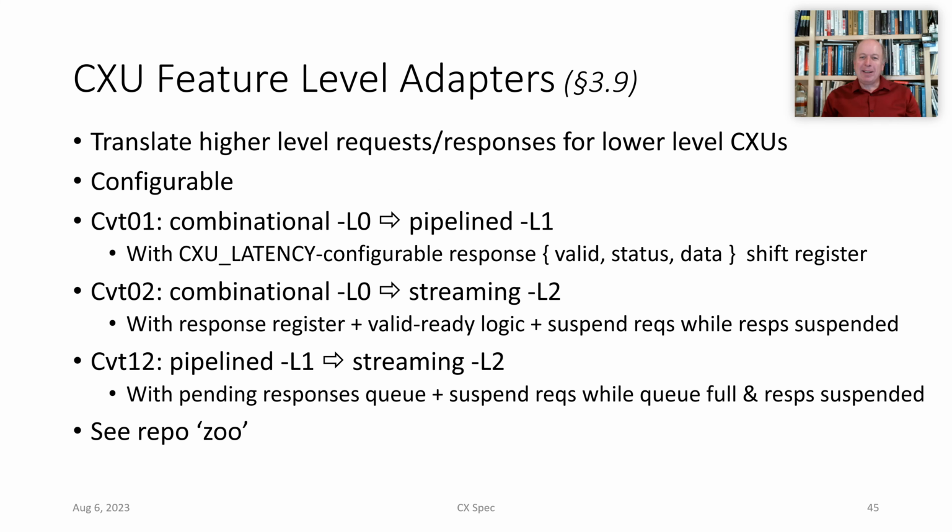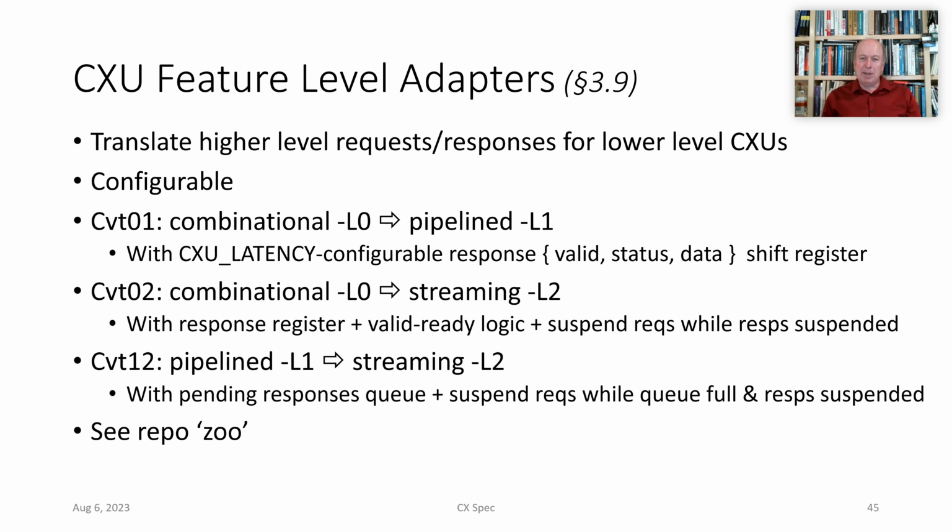To enable automatic composition, CXU-LI provides pre-built feature-level adapters. Each translates higher feature-level requests and responses and forwards them to the lower-level CXU. As with all CXUs, they're configured with various parameters. The 3 adapters are convert01, which raises a combinational level 0 CXU to a pipelined level 1 by adding a configurable CXU latency response shift register.